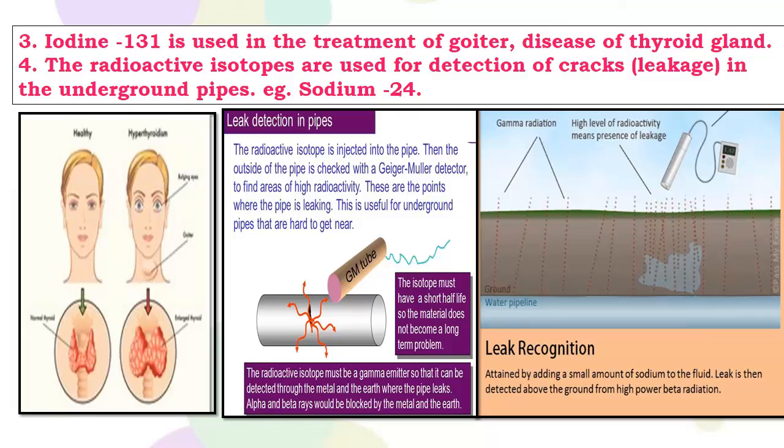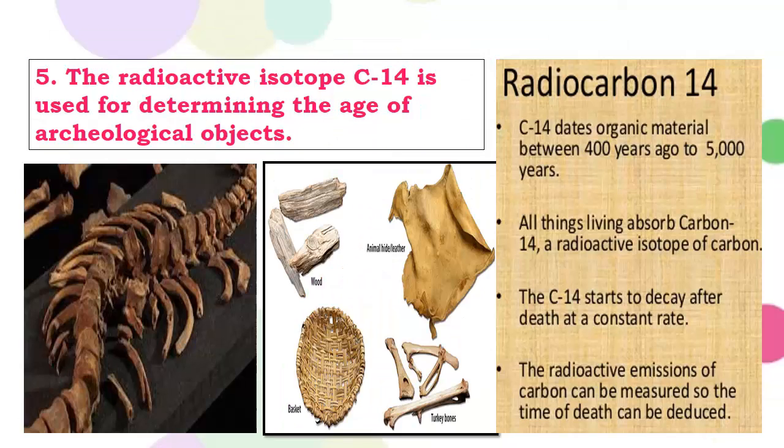So basically by adding a small amount of sodium to the fluid, the leak is then detected above the ground with the help of high power beta radiations. The radioactive isotope C14 is used for determining the age of archaeological objects.